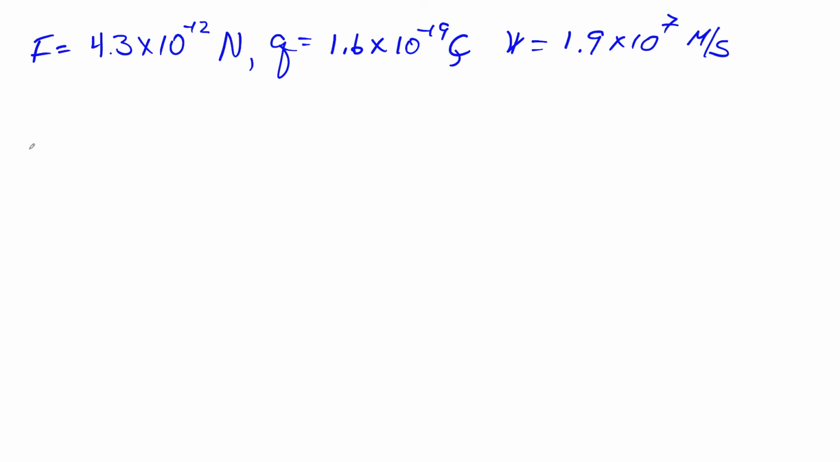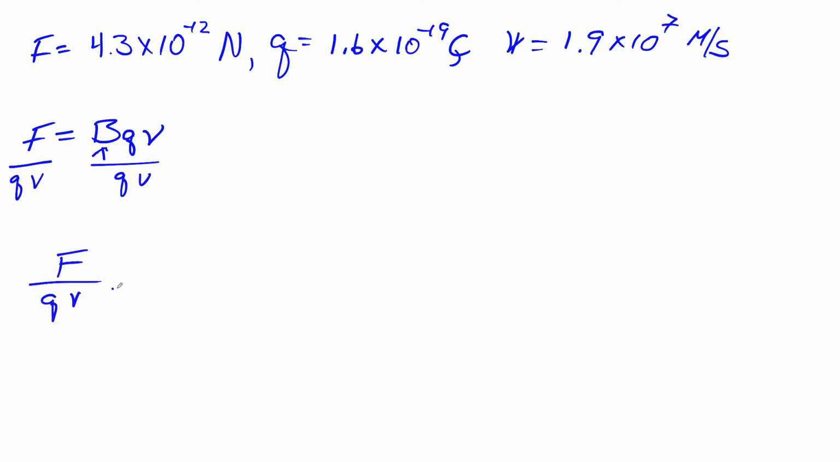So the equation: force is equal to B times Q times V. What we want is B. We have three other variables, so this should be an easy algebra manipulation. Divide both sides by Q and V. So F divided by Q times V is going to equal our B, which is our magnetic field.